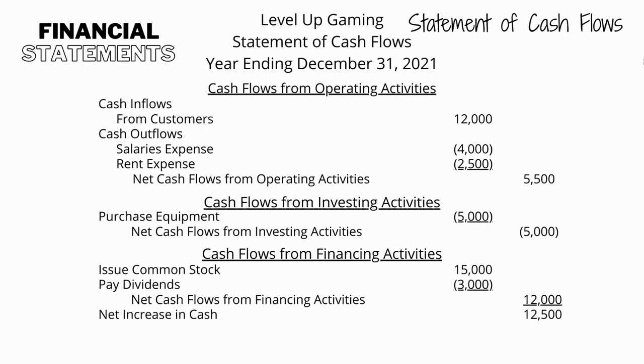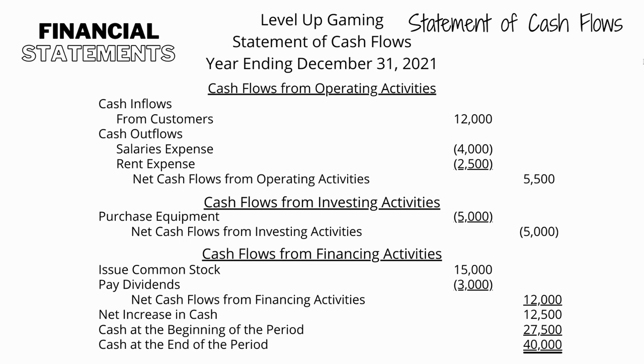The net increase in cash is determined by taking the net cash flows from operating activities, investing activities, and financing activities together. Next, we look at the cash at the beginning of the period, and we add it to the net increase in cash to determine the cash at the end of the period, which should equal the cash on your balance sheet. In this example, the cash at the end of the period is $40,000.